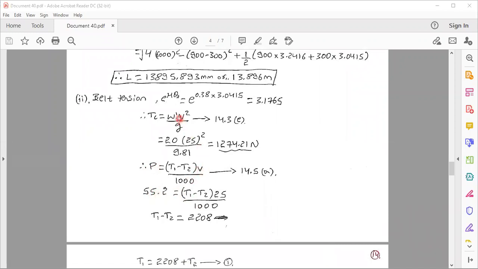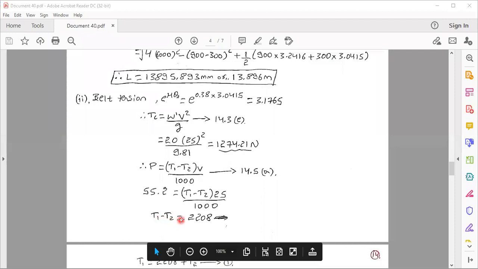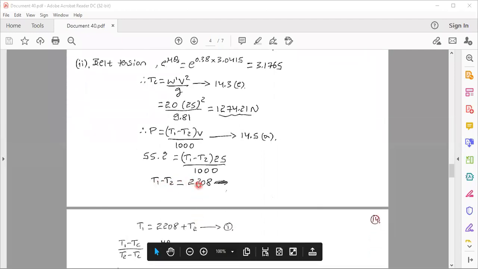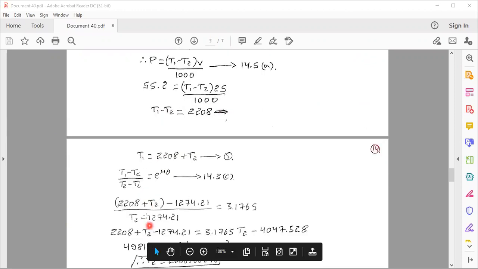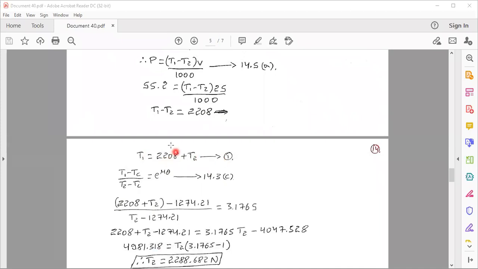Velocity is given, it is 25. In this case two unknowns are there. T1 minus T2, you will get 2208. Take this T2 to the right hand side. Therefore, T1 is equal to 2208 plus T2. Call this equation 1. In the same equation two unknowns are there.